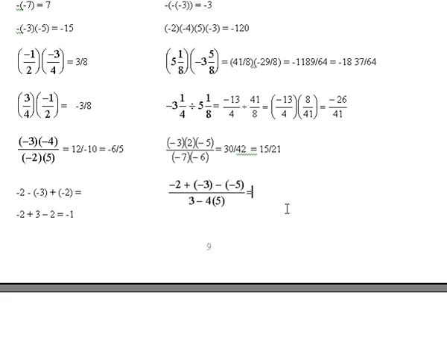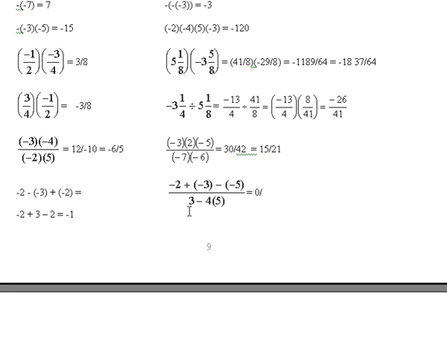And finally, this last problem here, in the numerator, we would have a negative 2 plus a negative 3 is negative 5. So this part here would give us a negative 5, minus a minus 5 is plus 5. So minus 5 plus 5 is actually 0. So I have 0 divided by, on the bottom, 3 minus 20.